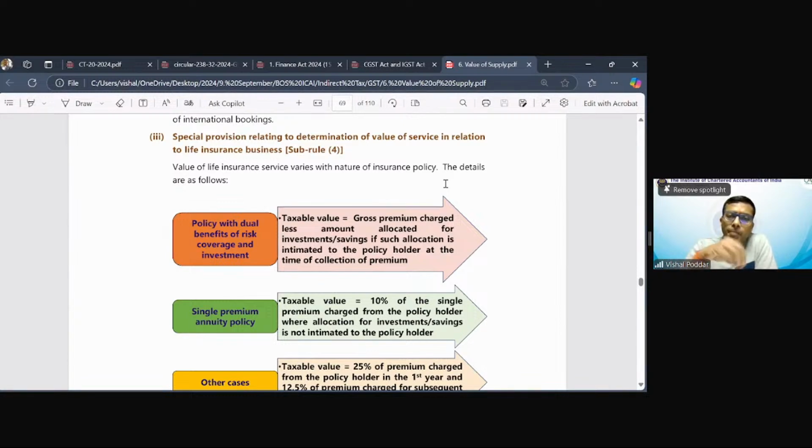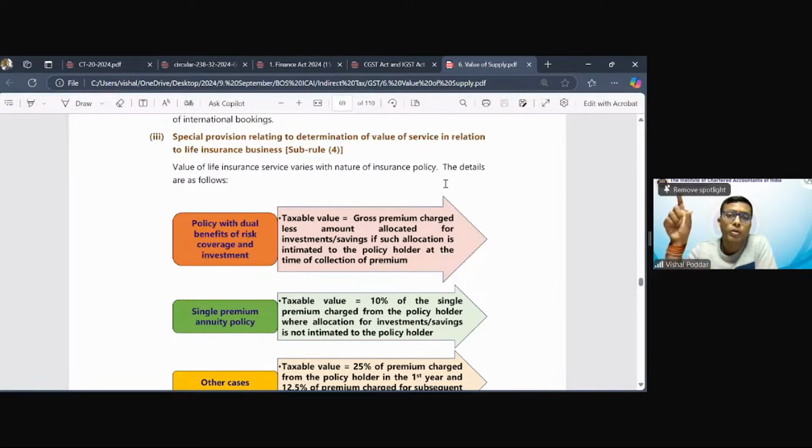So understand this, why are these special valuation rules given and why are they required? Because in many cases, you will find that the amount you have in front of your eyes is not the value of your service. Your value of service is much lesser. This amount is for some other transaction. Like money changing is a different transaction.